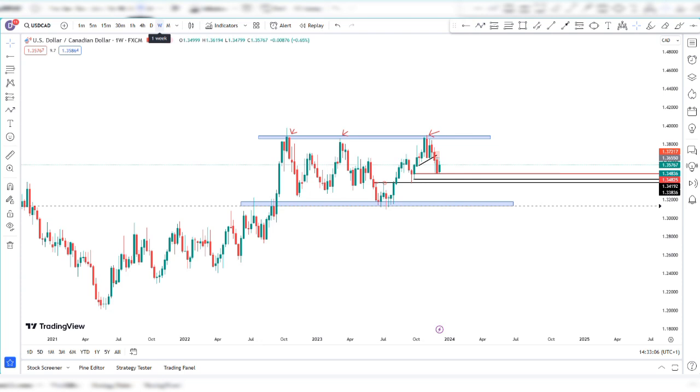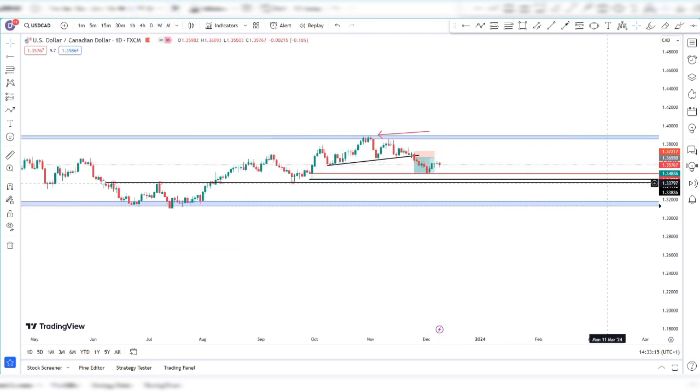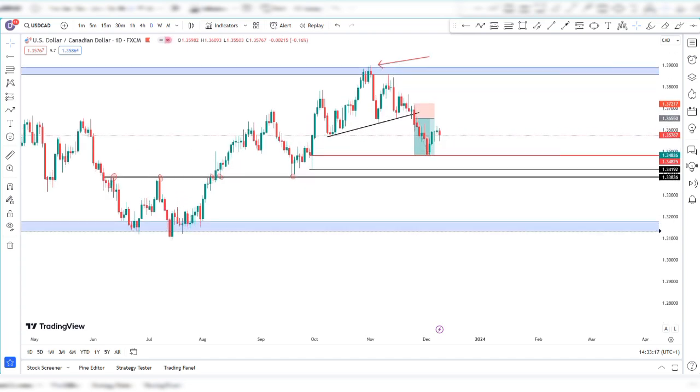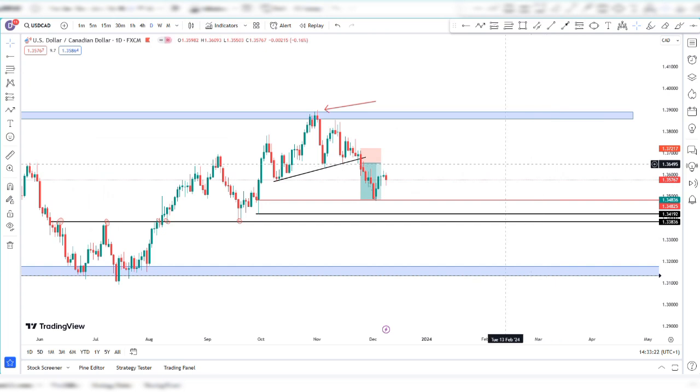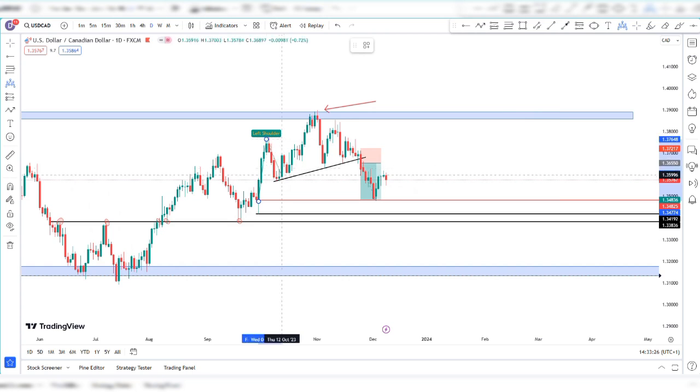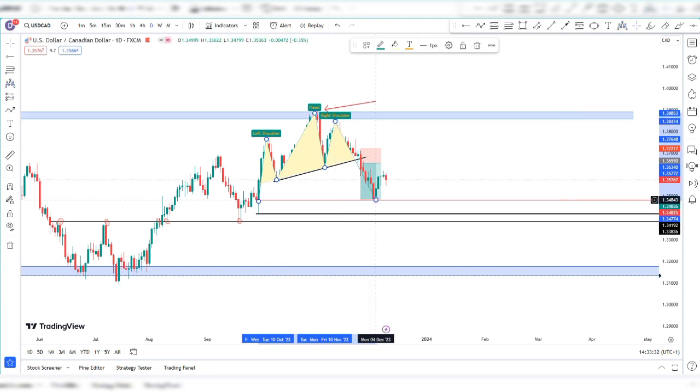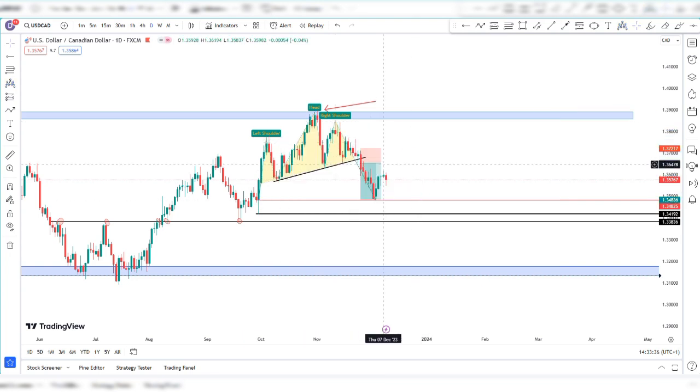The question now would be, how are we going to capitalize on that? How are we going to enter our trades if we're not already in it? So I will go down to the daily time frame. We can see that price has completed this head and shoulders pattern, which I pointed out a couple of weeks ago, and we were able to capitalize on that, giving us about 170 pips on that trade.